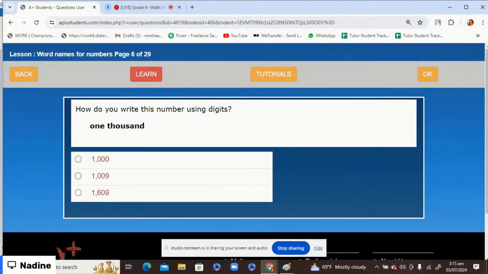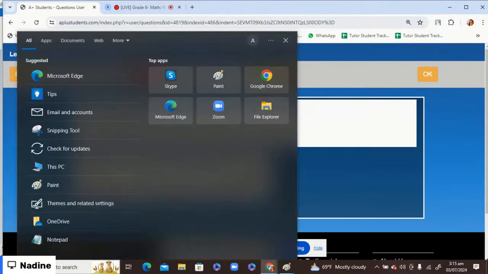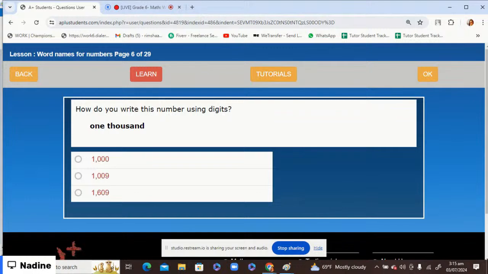Okay, 1000. So how many zeros in 1000? There are three zeros in 1000. So we can write down three zeros in 1000. So it's only this because there is no 9, there is no 6 and 9 with it, only 1000.